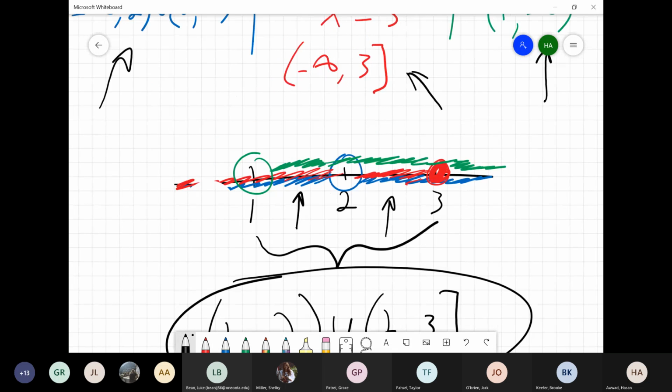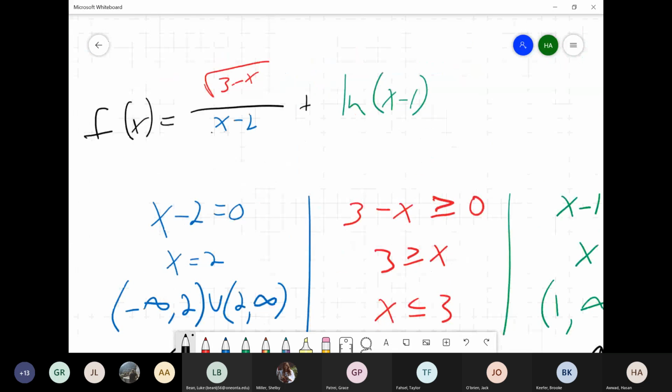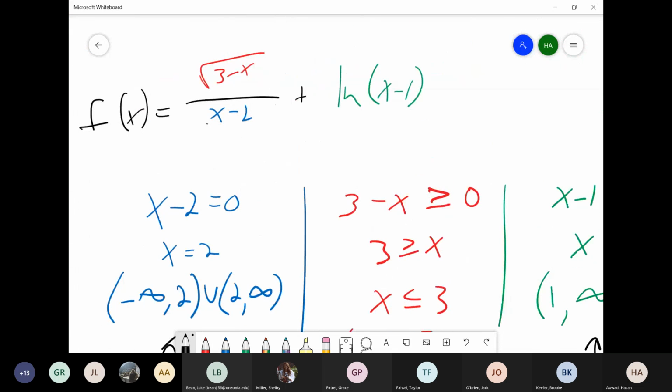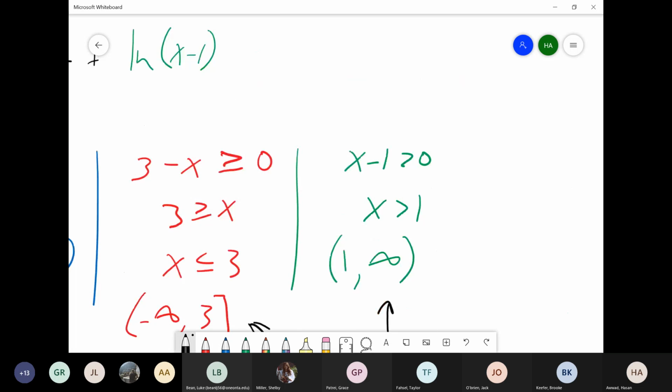Again, the entire idea here is you find your 3 different restrictions, right? Our 3 restrictions were the square root, where you didn't want negative numbers underneath of it, we didn't want a 0 in our denominator, and we wanted to make sure the value of our logarithm was positive. So we just tackled those one piece at a time.